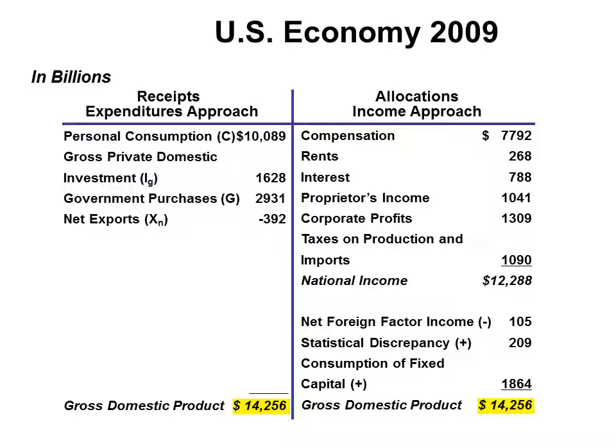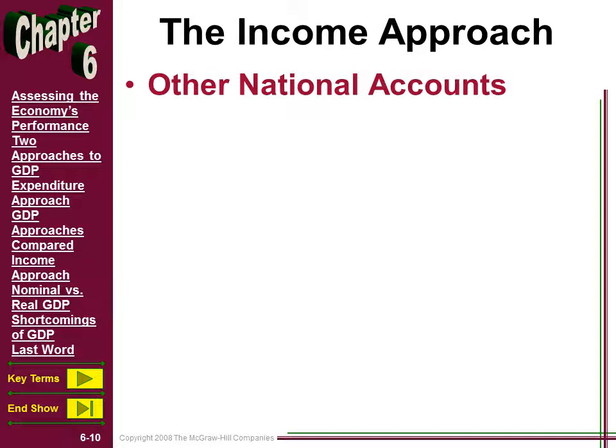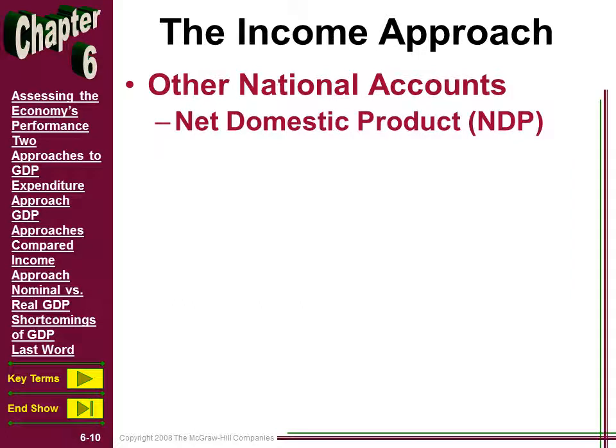All right, let's move on and talk about some other national income accounts that are important to our study of macroeconomics. So now that we've investigated the numbers and said, okay, we can either add up all the money that's spent on final goods and services, the expenditures approach, or the income generated from producing those same goods and services, there are a few other ideas here that are important to us, and this is why we actually need the income approach. Net domestic product.